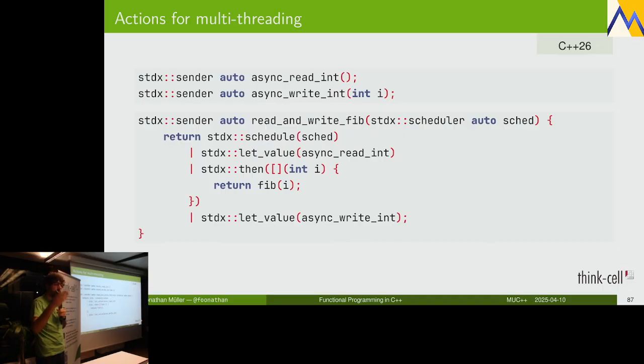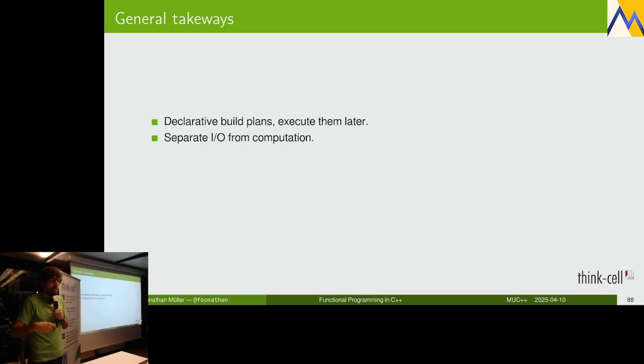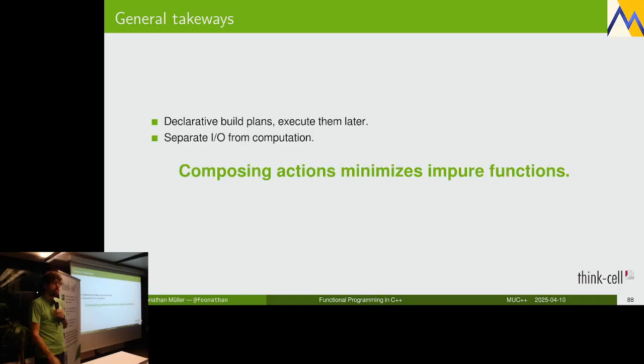And this is some code that will execute some IO, some computation, and some more IO on a thread pool. And because it's asynchronous, while it's waiting to do the computation, the thread pool is not blocked and can do other stuff like other computation. And this makes it really nice to do parallel. Right? Just meant to give you a glance at what's possible with this framework. So the general takeaway here is: declaratively build your plans, execute them later, and separate I/O from computation. And that way you minimize impure functions.